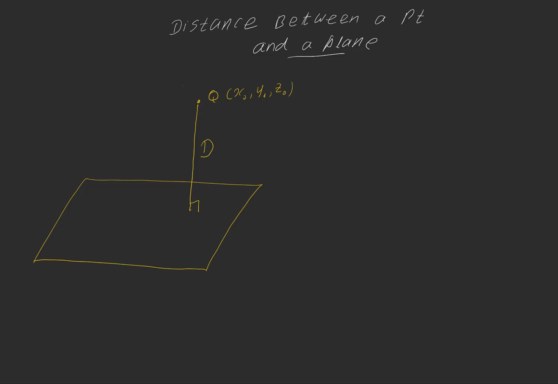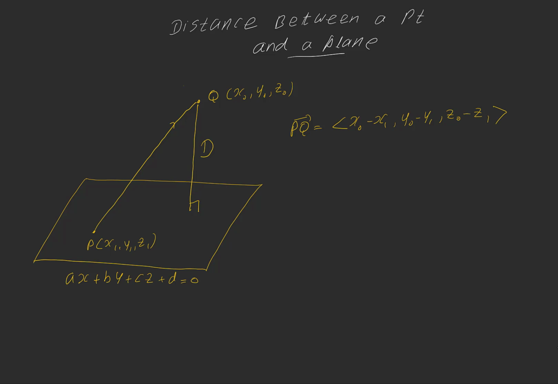So the equation of the plane is ax plus by plus cz plus d equals 0. Then find the point P. I say it is (x1, y1, z1). Then I get the PQ vector. Can we find the PQ vector? Yes. The PQ vector is (x naught minus x1, y naught minus y1, z naught minus z1). That is the PQ vector.